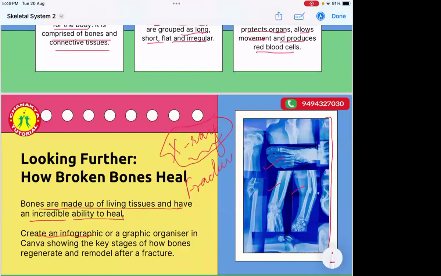And what will the doctor be doing? They will be doing the plaster. After some days, they will say, for 2 weeks you have to keep this plaster, for 3 weeks you have to keep this plaster. Why? Because during that given period of time, that bone will start joining again because of the calcium and the other minerals present in it. Clear, children? Yes, ma'am.